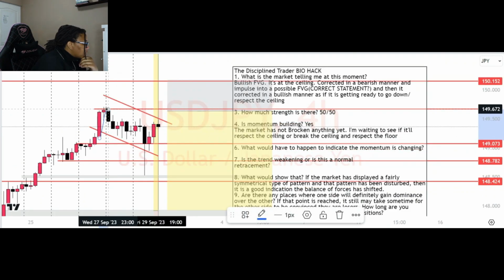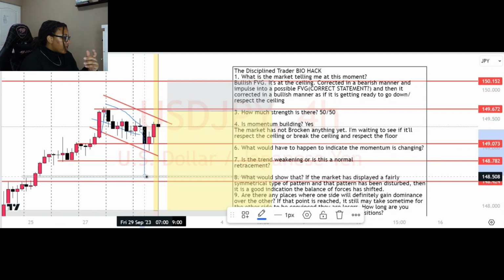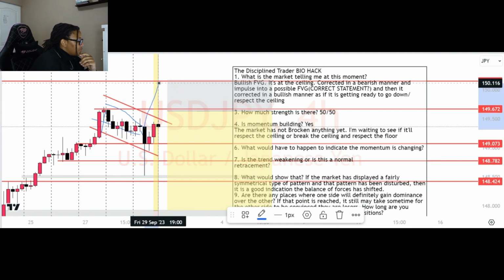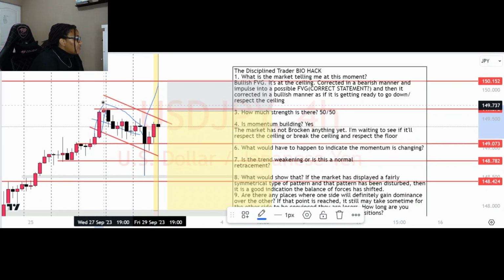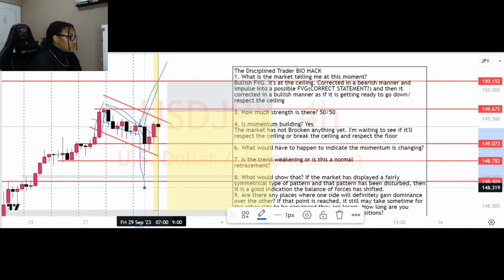The market impulsed and then it corrected, right? And then it impulsed going down, whereas it's supposed to impulse going up. So in this case, my symmetrical type of pattern is that the market is impulsing going up, correcting going down, impulse going up, but now it impulsed going down, which then raises a question in my head, like, why is that? Okay, and then it corrected going up and it's correcting going up to a ceiling.